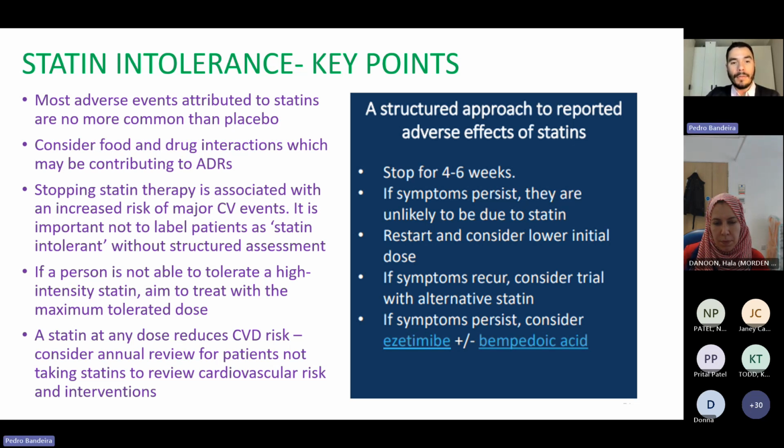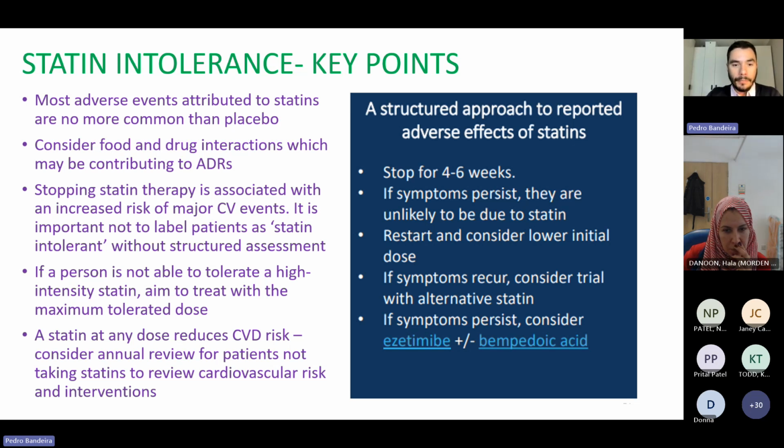And the most important thing about these key points is that a statin at any dose reduces cardiovascular risk. So if the patient is not able to tolerate a higher dose, it's always good to include the patient in the shared decision making and discuss the most appropriate dose for a particular patient. And if the patient requires a lower dose, you can always consider alternative treatments like other statins or ezetimibe on its own, or the combination of ezetimibe and bempedoic acid, which is called Nustendi.